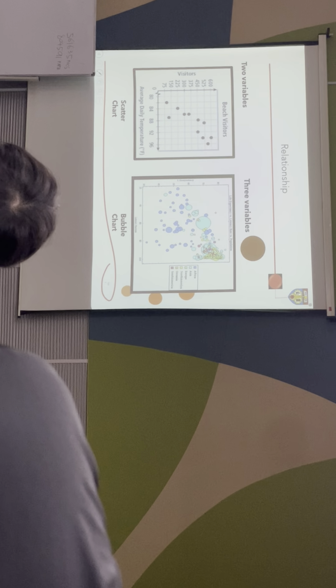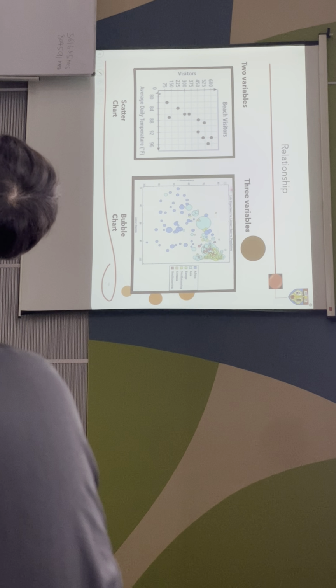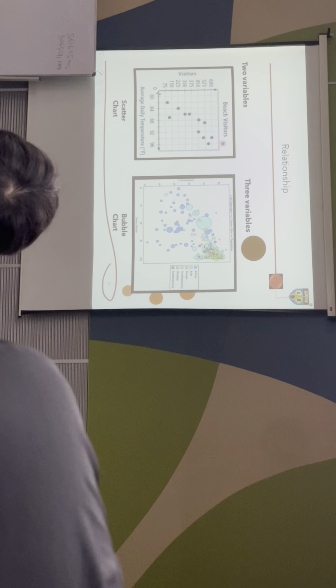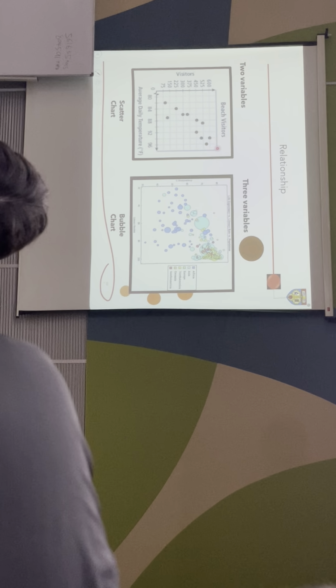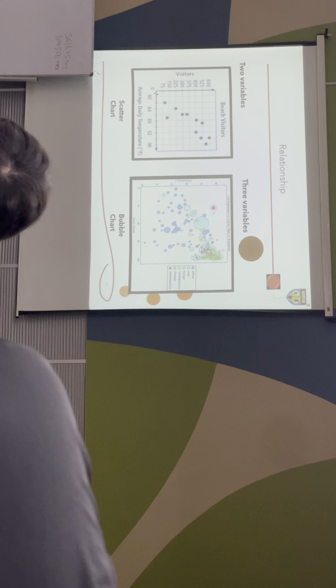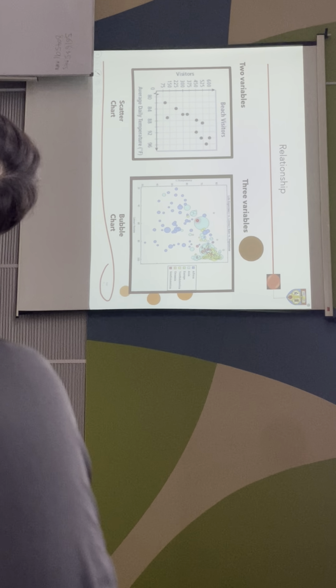Okay, so you can use scatter plot and you can use bubble chart to identify the trends, or you can use it to identify the correlation within your features or your variables in your data set.